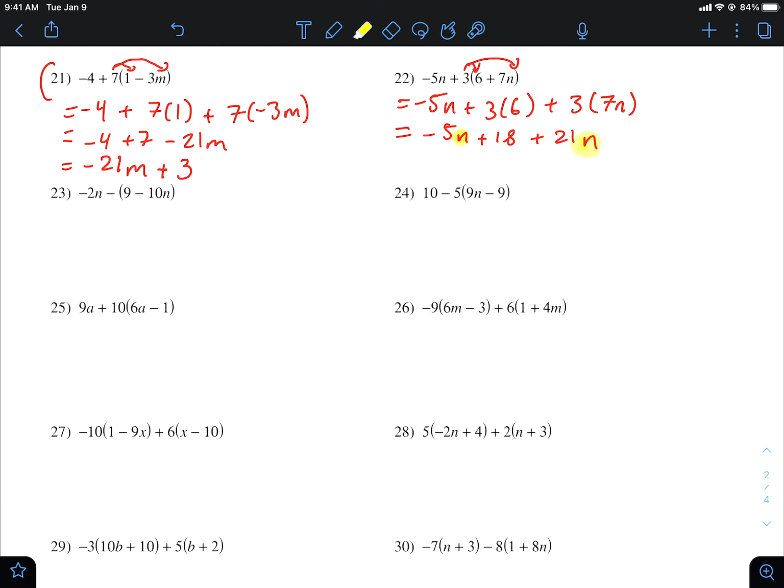So these two terms both have the variable n in them, which means that they're like terms, so we can add and subtract them. So that means we've got now 21 minus 5, that gets you 16. So 16n plus 18 is our final answer there.